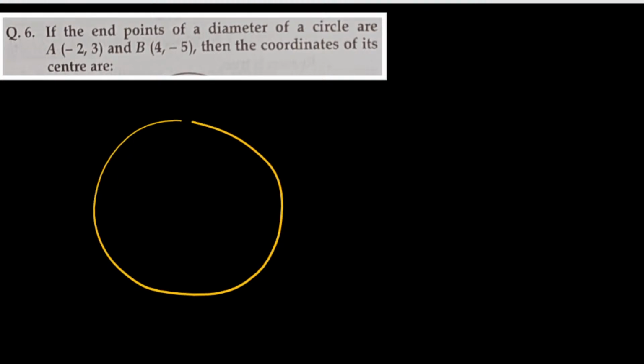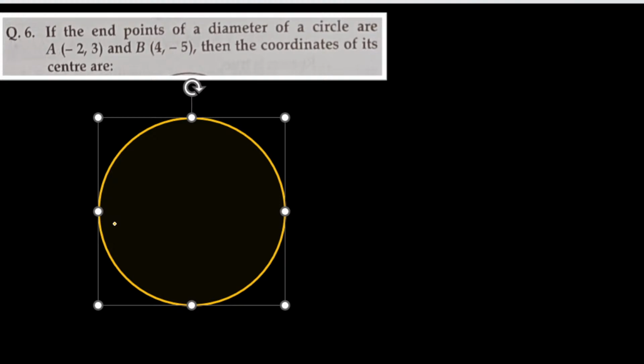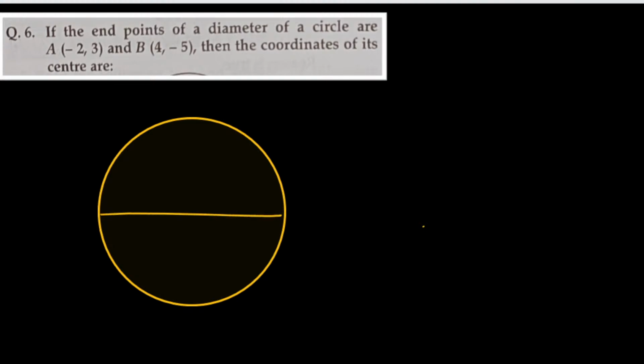First of all, whenever a circle is there, so this is a circle. In this circle, the line which is passing through the center is known as the diameter. So endpoints of the diameter are given to us, A and B. Coordinates of point A are minus 2, 3 and coordinates of endpoint B are 4, minus 5. We have to find the coordinates of the center.